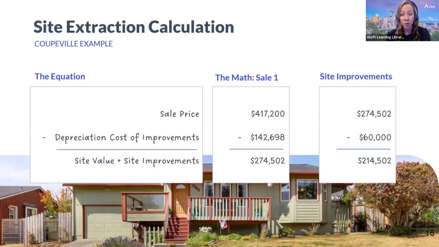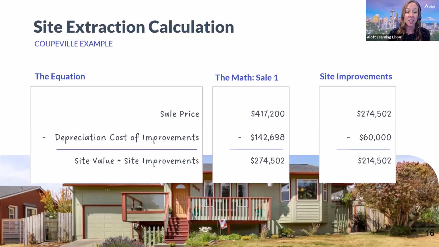And so if we know the depreciated cost of the improvement is roughly $143,000 and the property sold for $417,200, this was the sale price also in August of 2023, then we can deduct the underlying site value, or deduce that the underlying site value is $274,502. This sale occurred at the same time and is an overall similar sized vacant lot in the same neighborhood that our property sold for, that our site sold at $60,000.